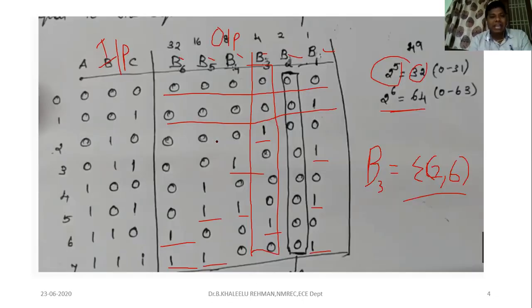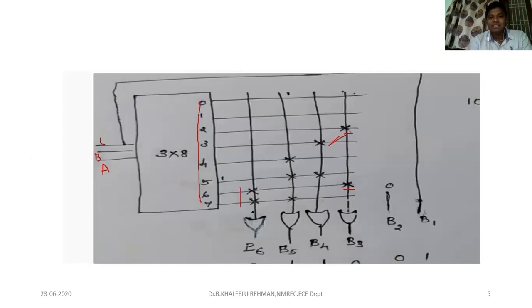For example, if I take B6, what are the minterms for the B6? 6 and 7. 6 and 7 are the minterms for the B6. Okay. Like that, this is the implementation of the PROM.